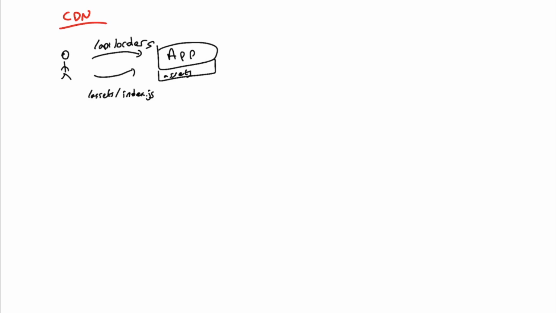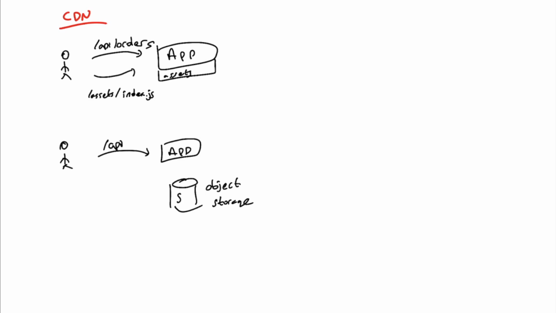So at some point, people just moved away from this approach into something like this. So when user makes an API call, it goes to your application. But when they need some assets, you use something like object storage. One example is AWS S3. This kind of solved some of the problems, but still there was a problem.